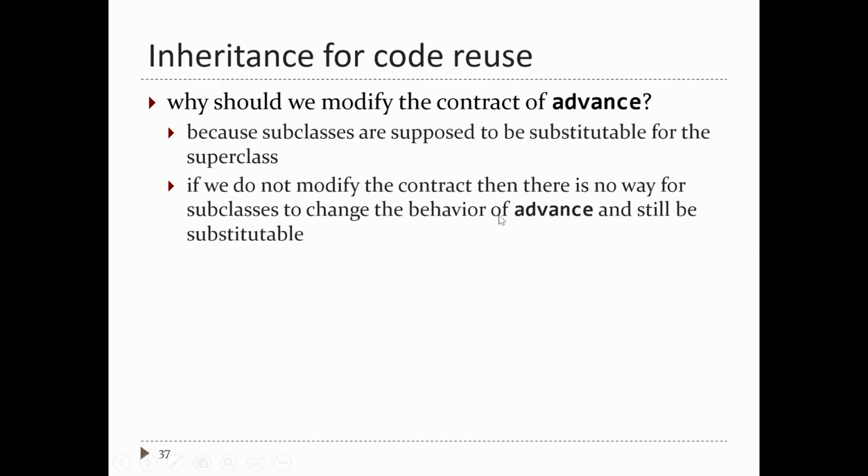Why do I have to modify the contract for advance? Because subclasses are supposed to be substitutable for their superclasses. If I don't modify the contract, then there's no way for subclasses to change the behavior of advance and still be substitutable.